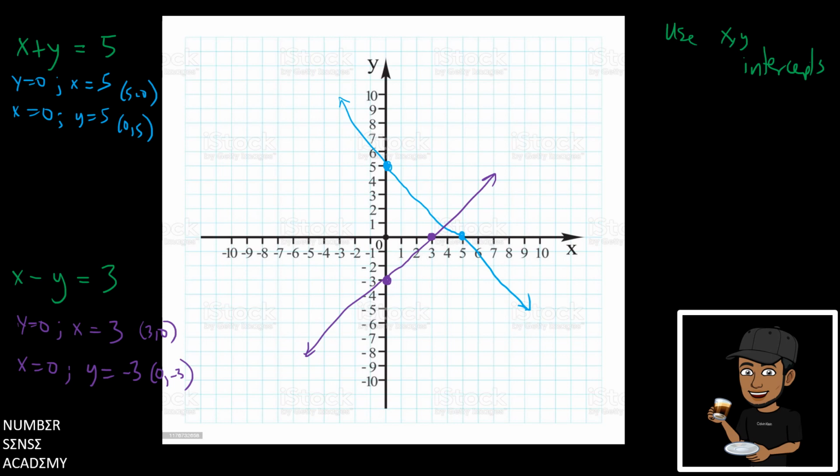I want you to watch, if I've drawn this properly, and I can't zoom, then it would have gone through this point. So I think it looks like the solution to the system is going to be 4 and 1. So that's the point where they intersect. Cool.